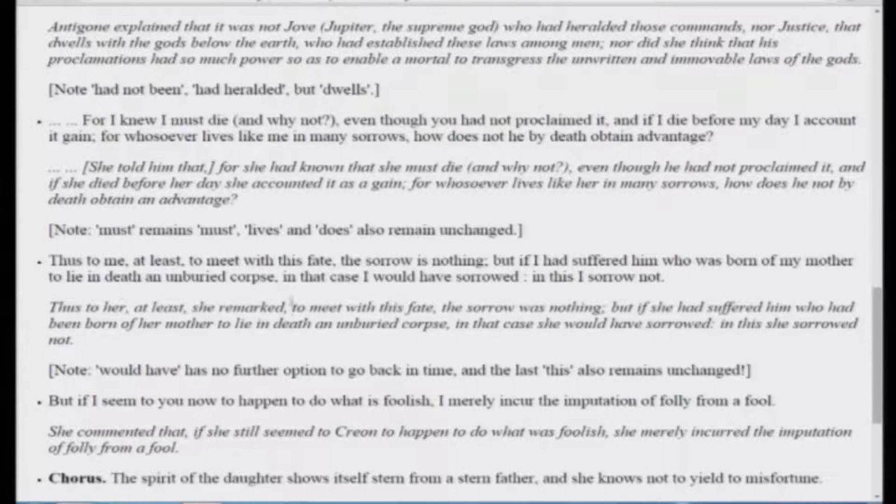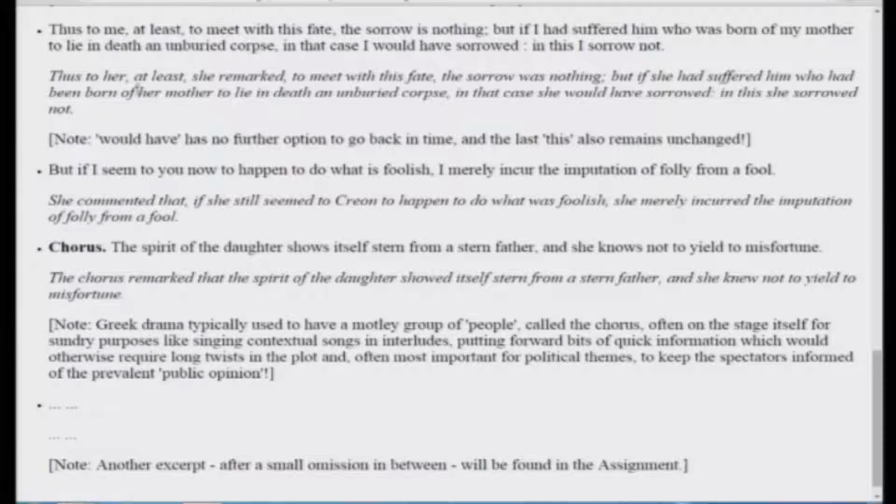Thus, to her at least, she remarked. If you put the "she remarked" in the form of a parenthetic phrase, then you do not have to put "that". This means that she remarked this side as well as that other side. Thus, to her at least, she remarked, to meet with this fate, the sorrow was nothing. But if she had suffered him who had been born of her mother to lie in death an unburied corpse, in that case she would have sorrowed. Would have will remain would have. In this she sorrowed not. This also remains. This did not become that, because if we make it that, then it will get confused with the other that. So this has to stay this in order to be different from that.